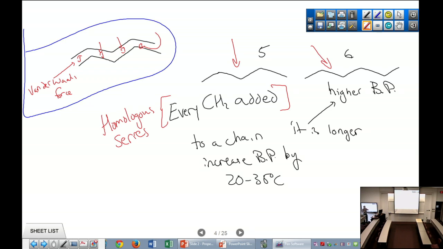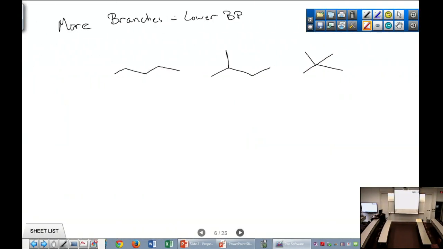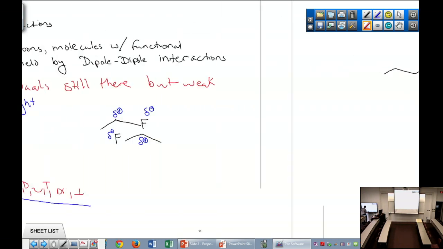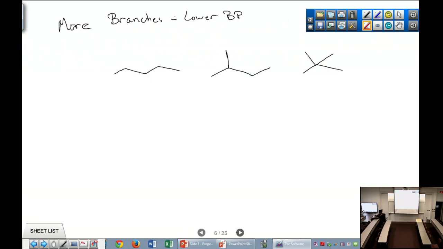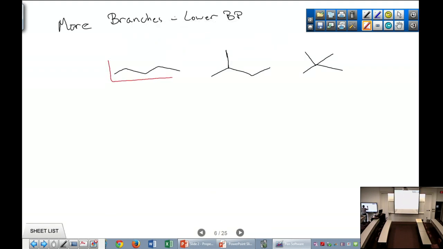Now I've got to skip slide 5 and come back here in a second. So as you add branches to your chain, you lower the boiling point. Right? So if we look at this guy here, I look at the longest chain here, longest chain here, longest chain here. Right? All of these have 5 carbons.